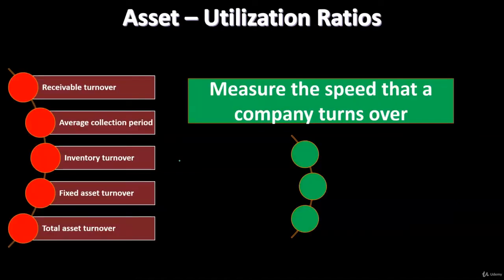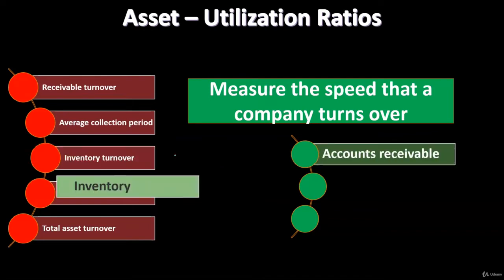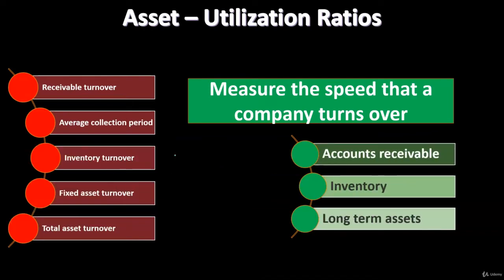Then we have the asset utilization ratios. Those include these items on the left, which we listed out prior: receivable turnover, average collection period, inventory turnover, fixed asset turnover, total asset turnover. These measure the speed that a company turns over the accounts receivable, inventory, and long-term assets. So in other words, we want to turn these things over faster. Accounts receivable represents the money that is owed to us. We want to turn over the receivables, meaning collect on them sooner, because that'll increase the cash flow and make it more likely that we will actually collect on the receivables.